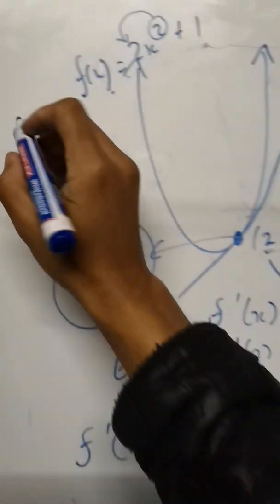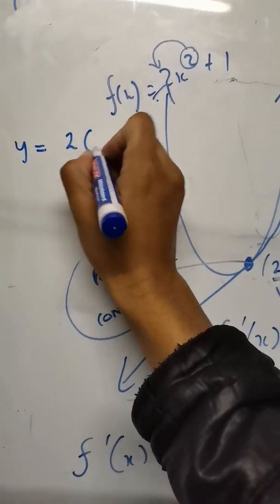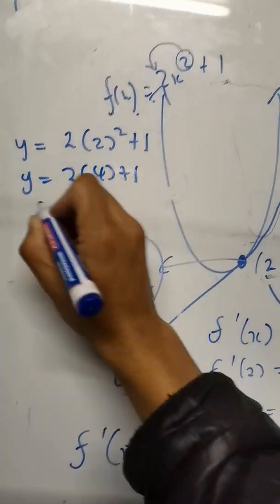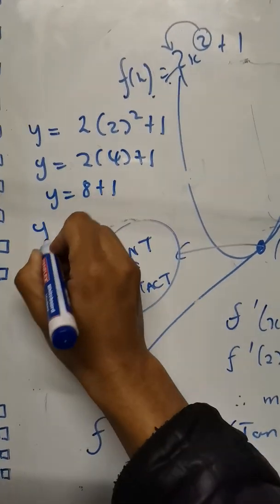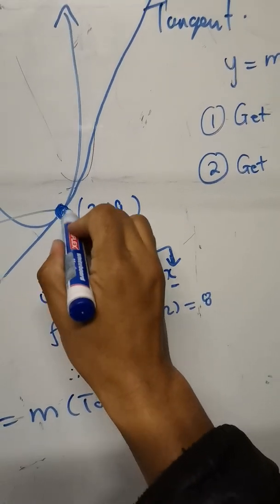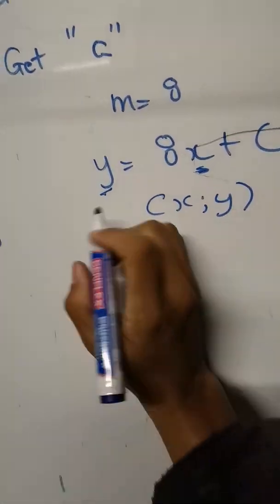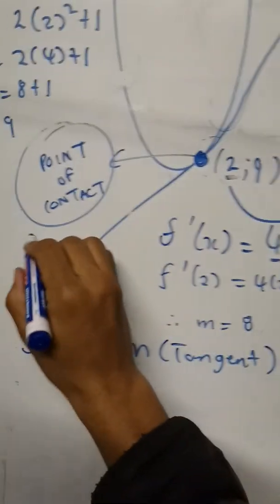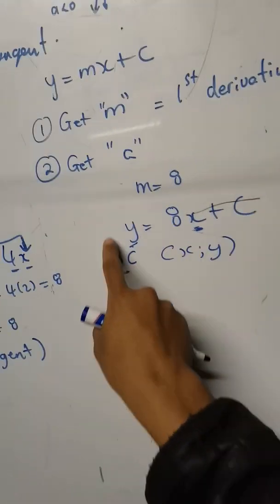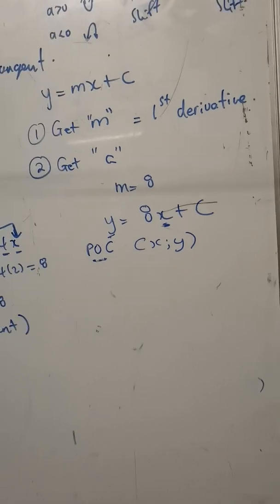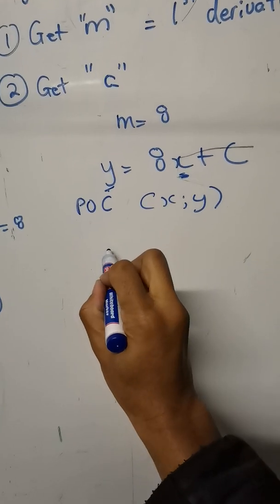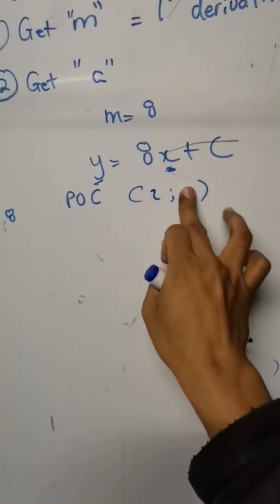So all that we can do is that we say y is equal to 2 into 2 squared plus 1. Therefore y is equal to 2 times 4 plus 1, and y is equal to 8 plus 1, and y is equal to 9. Therefore this value is 9. So we have to substitute the point of contact, POC, into this equation to solve for c, because that's the only point lying on the tangent graph at that point. You understand? So therefore, the point of contact is (2, 9).